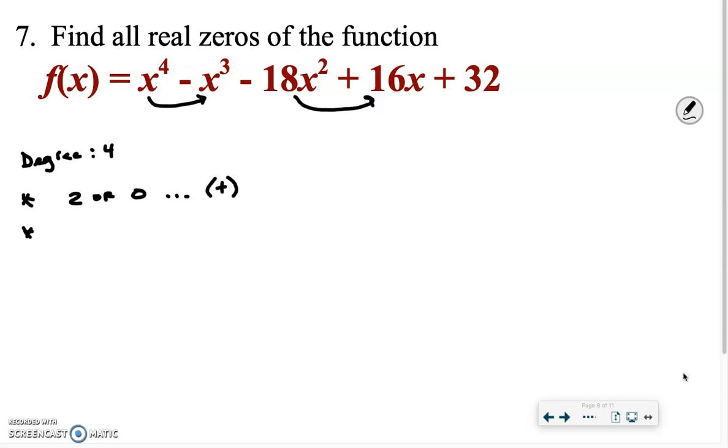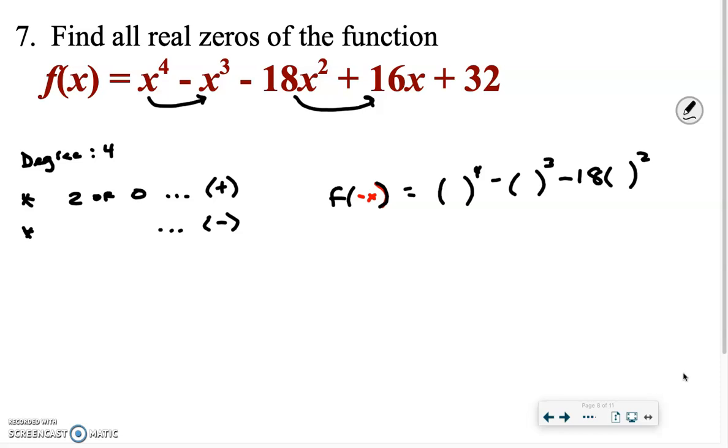If we wanted to figure out how many negative real zeros, what do I have to do there? Off to the side, we have to figure out f of negative x, don't we? So if we did this, and I would deem this as an optional thing, by the way, we have x to the 4th minus x cubed minus 18x squared plus 16x plus 32, as I'm running out of space.